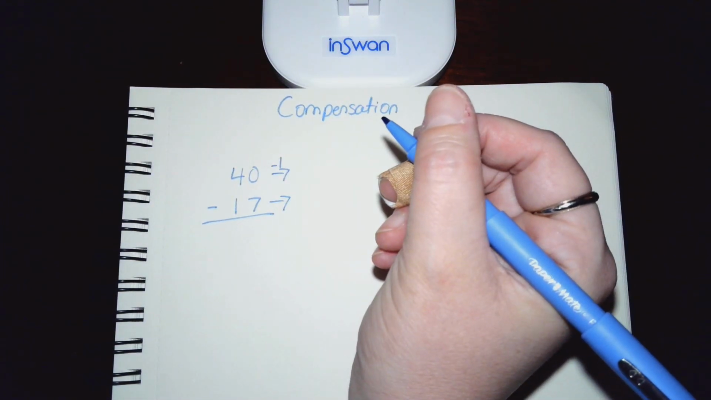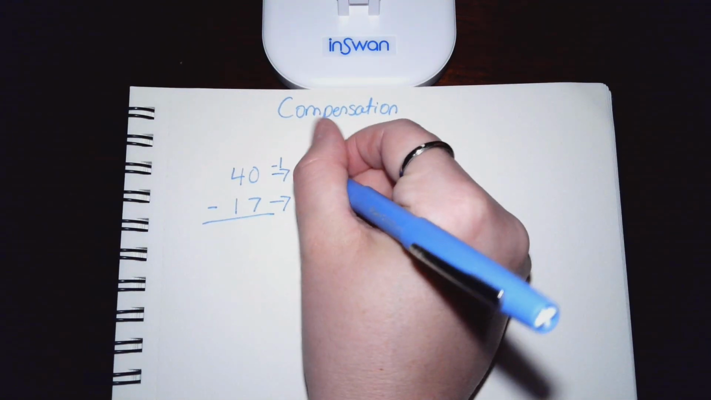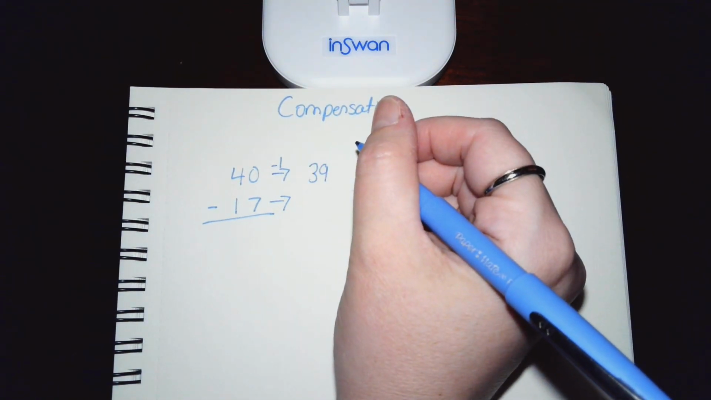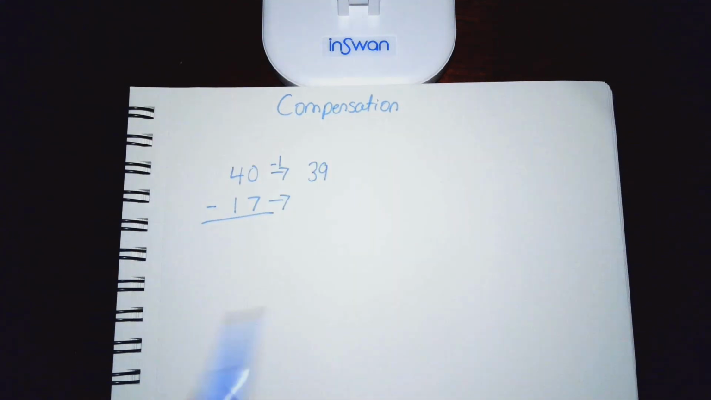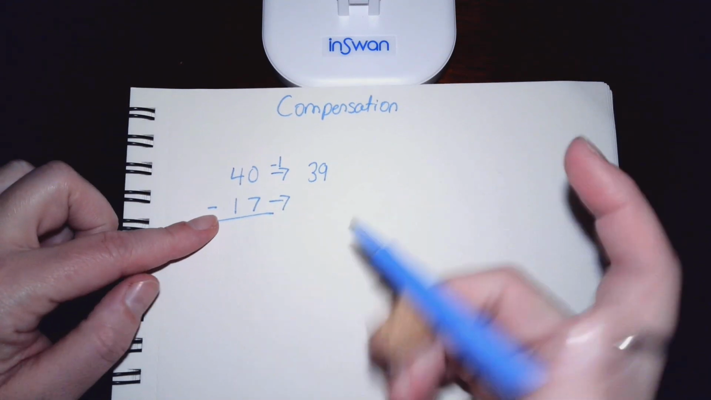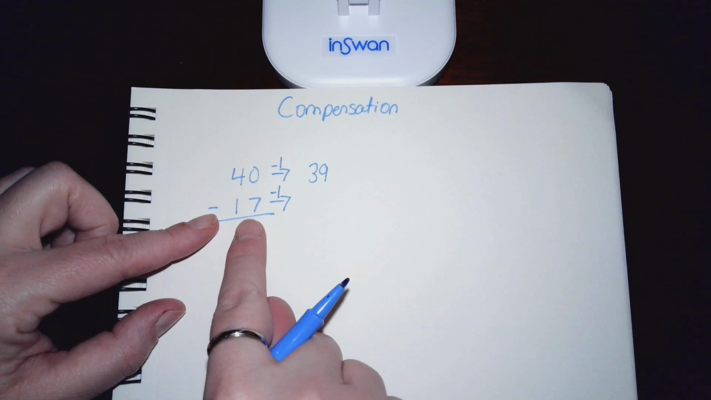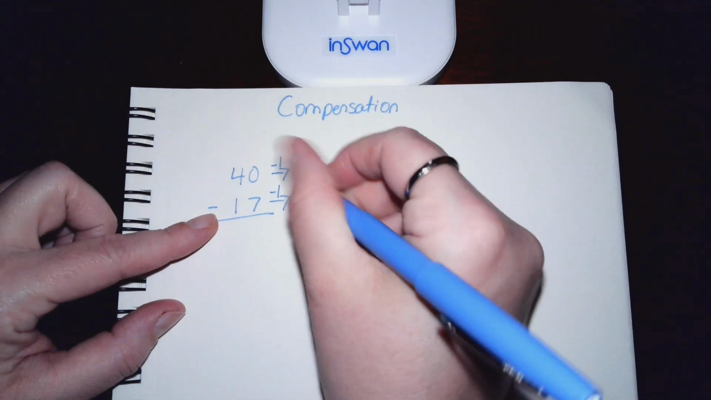Well, what comes right before 40? If you said 39, you are correct. So I'm going to the number right before that decade number. But everything in math has to be balanced. So if I take 1 away from here, I also have to take 1 away from here. Okay? So if I take 1 away from 17, I would have 16.